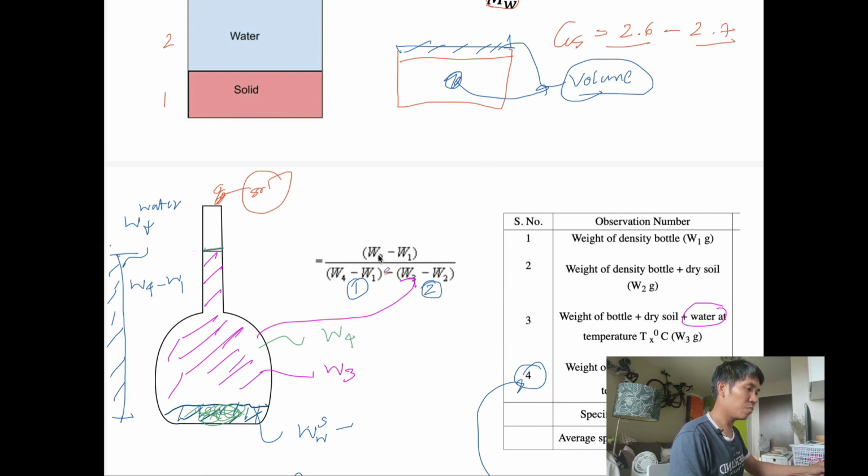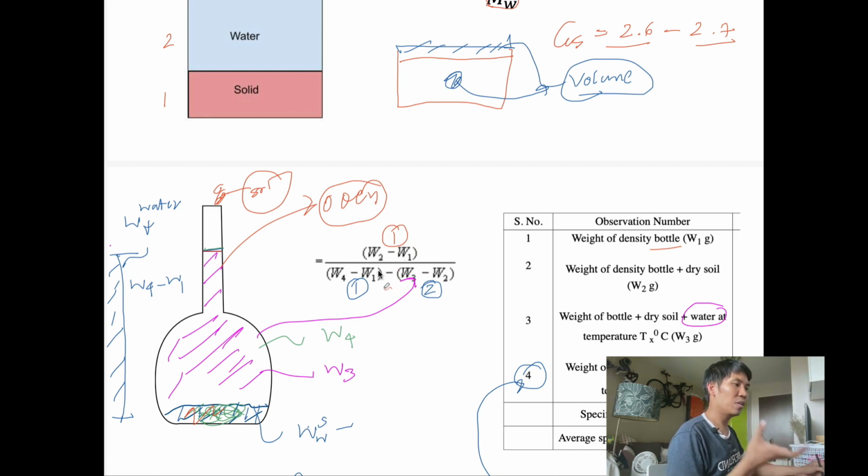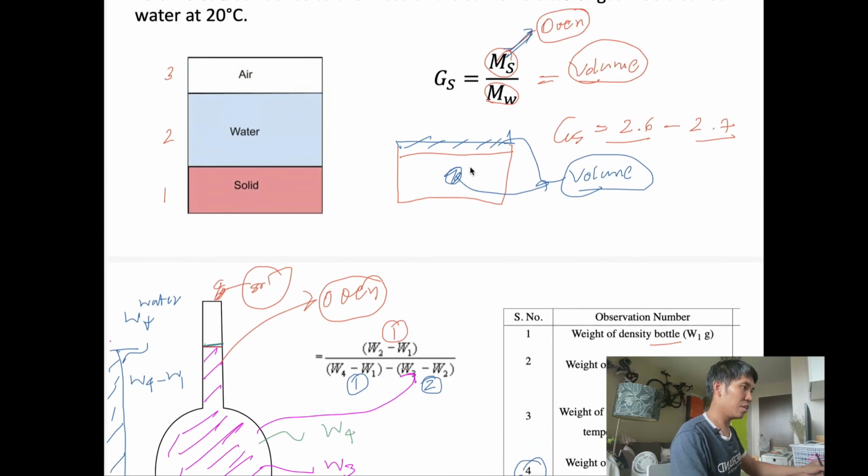When you finish the test, you just put the flask containing the water and soil into the oven. When you put it into the oven for about 24 hours, you can obtain the weight of dry soil. You can obtain this first part: the weight of the bottle with dry soil, and you minus the weight of the bottle, you get the weight of dry soil, this part.